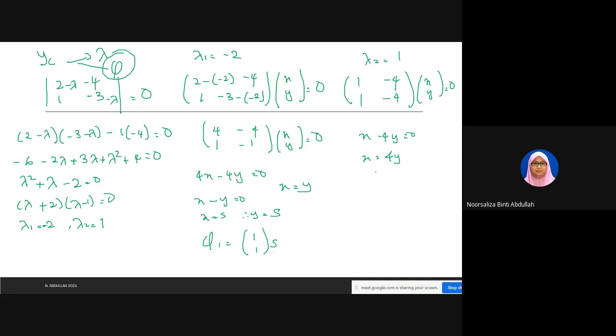Okay. Since we already put x as s here, then here we also have to use x as s. Then when x equals s, then 4y equals s. Y equals s over 4. Okay, then your eigenvector 2 will be this one, eigenvector xy. Then you have s and s over 4, or you factor out s, now you have 1 over 4 s.